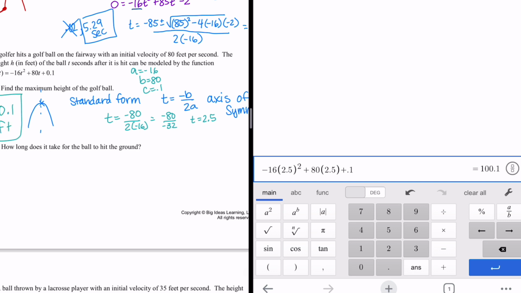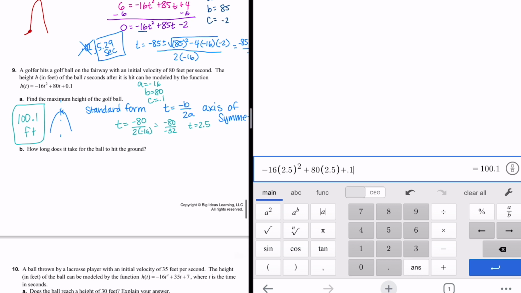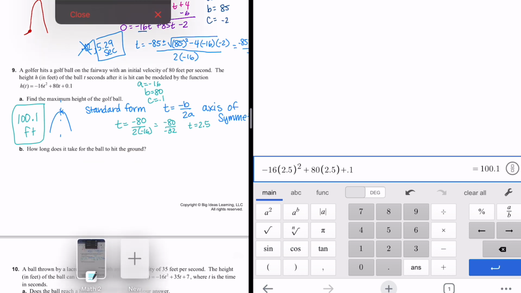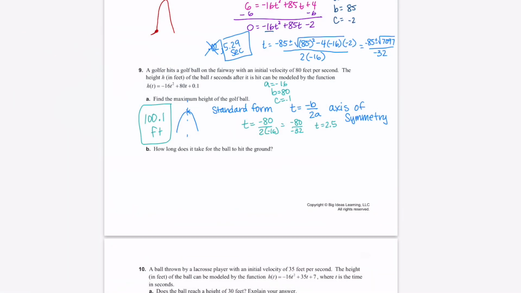So this time we're looking for how long it takes for this to hit the ground. Okay, so we're asking a different question here. How long does it take to hit the ground? So what we want to do is set it equal to 0. We're going to say 0 equals negative 16t squared plus 80t plus 0.1. We want to know how long, so we're looking for time.